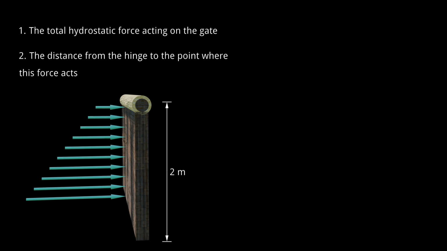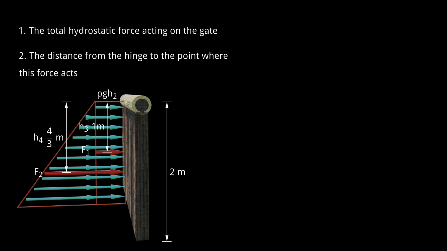The simplest way to solve this problem is to break the pressure distribution on the gate into two parts: a rectangular distributed load and a triangular distributed load. The rectangular load represents the uniform pressure at the top of the gate, and its resultant force, F1, acts at the center of this section. The triangular load represents the linearly increasing pressure with depth, and its resultant force, F2, acts at a point 2/3 of the way down from the top of the triangle or 1/3 from its base.